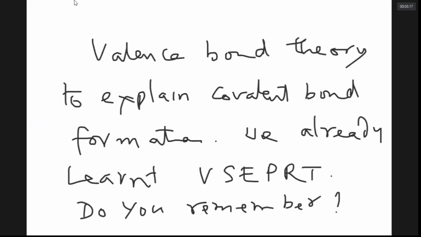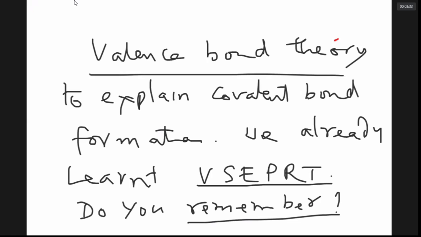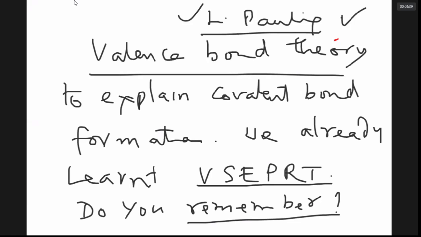Hello. We talked about the valence shell electron pair repulsion theory to know about the shapes of molecules. Do you remember that? Yes, sir. Now we see this VBT. Actually, hybridization theory was developed by Linus Pauling. Heitler and London and so many other workers developed VBT.